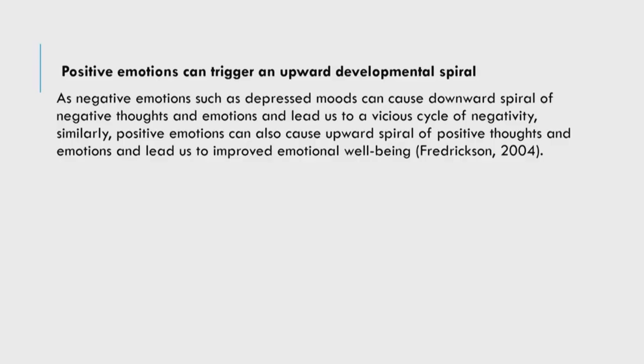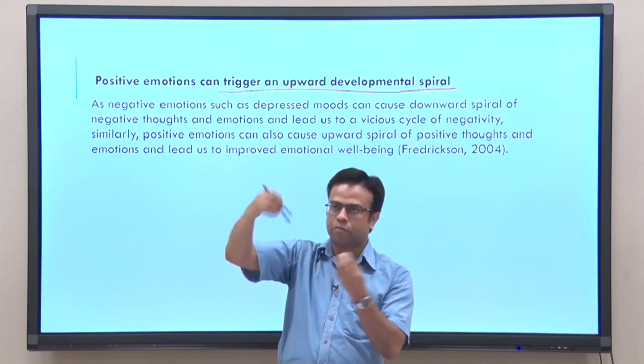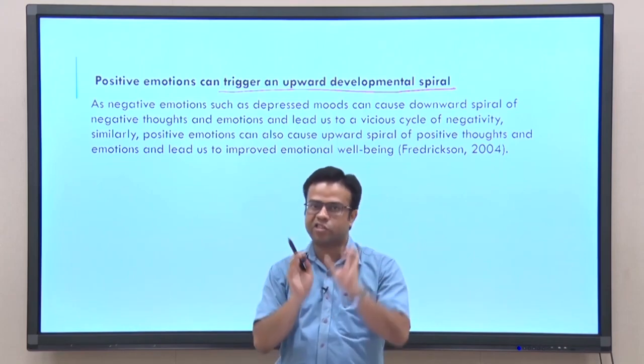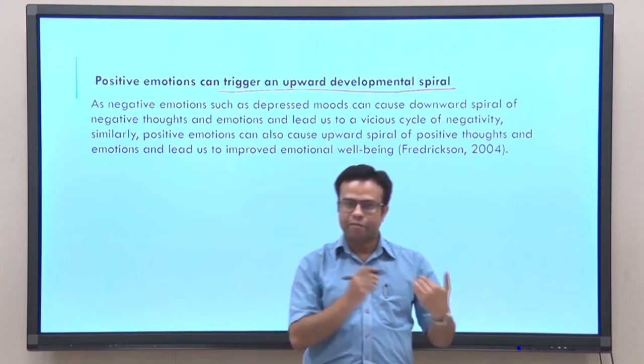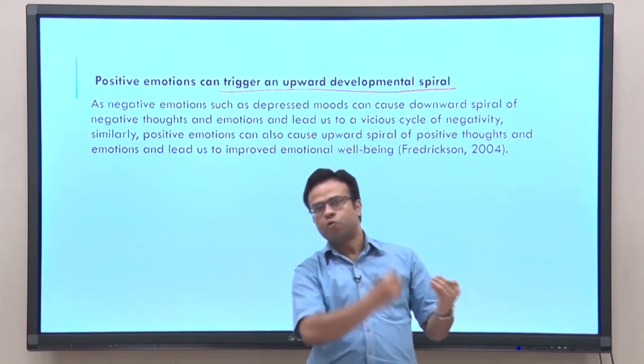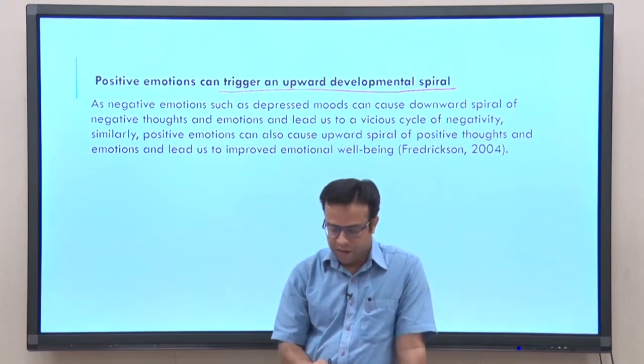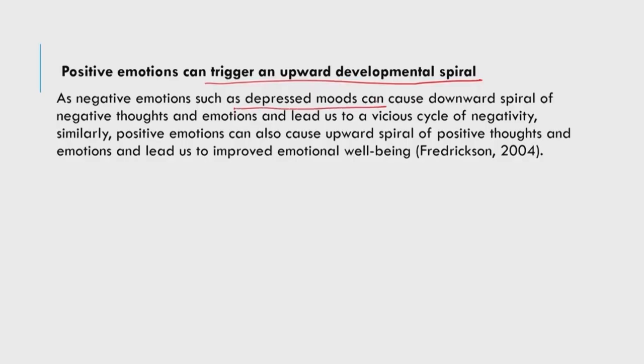Another important function or aspect of positive emotion is that it can trigger an upward developmental spiral. Generally, negative emotion stimulates a downward spiral, such as under depressed mood or when we become very sad. It can stimulate a downward spiral of negative thoughts and emotion, and can lead us to a vicious cycle of negativity.